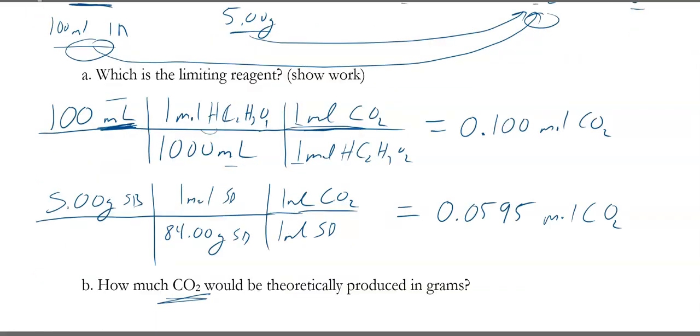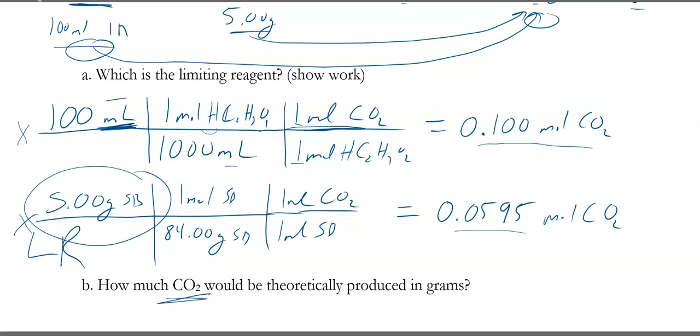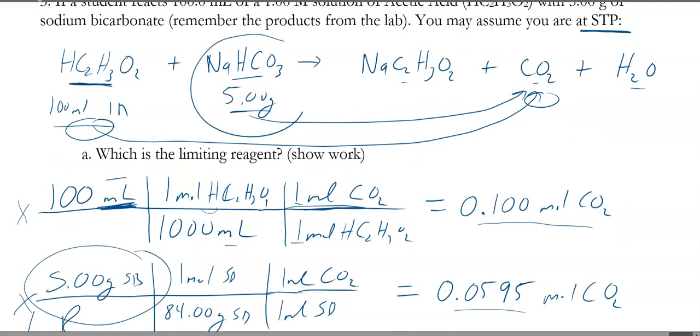All right, so what we found out is that from our acetic acid here, we will produce about 0.100 moles of carbon dioxide, and I'm paying attention to the 3 sig figs of the molarity there. And from the sodium bicarbonate here, we would only produce 0.0595 moles of carbon dioxide. So which one's the limiting reactant? The one that makes the least amount of product. That makes the sodium bicarbonate our limiting reactant. Okay, so the 5 grams of sodium bicarbonate is what limits us to the least amount of product here.